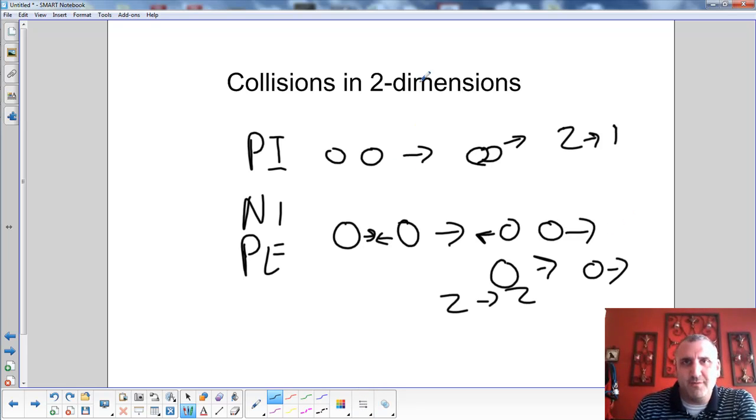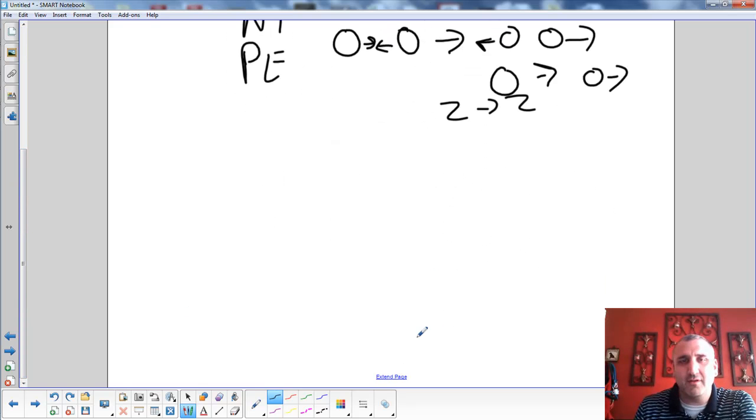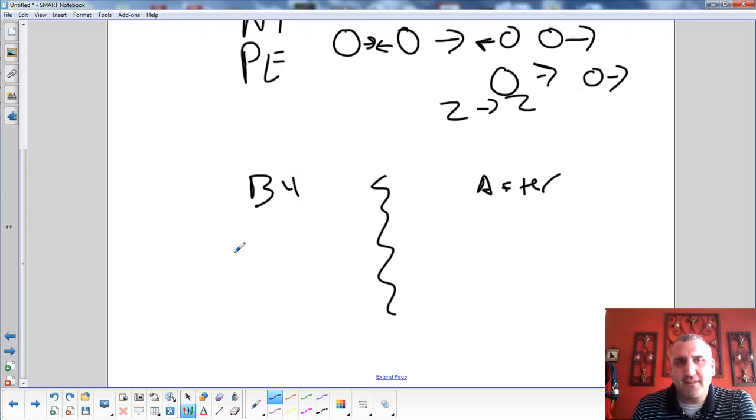The issue with two dimensions is that we are in fact dealing with two dimensions. I'm still going to make my little graphic where we're dealing with stuff before the collision and stuff after the collision. But the fact that we're dealing in two dimensions means we're going to have object 1 and object 2, what they're doing in the x dimension and y dimension before the collision, and what they're doing in the x dimension and the y dimension after the collision.